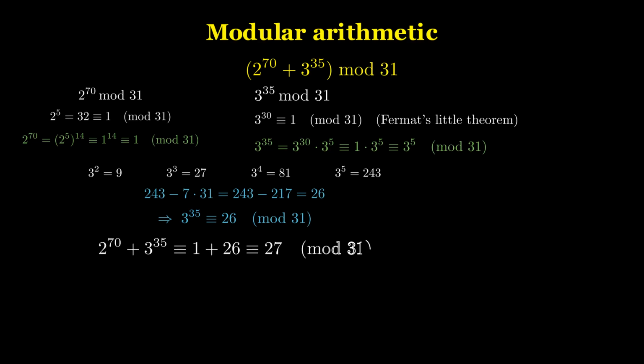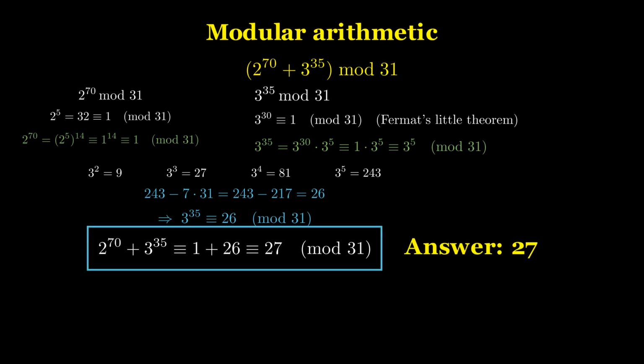Combine the two results. 2 to the 70 is 1. 3 to the 35 is 26. So their sum is 27 modulo 31. This is the final answer. Therefore the value of 2 to the 70 plus 3 to the 35 modulo 31 equals 27.